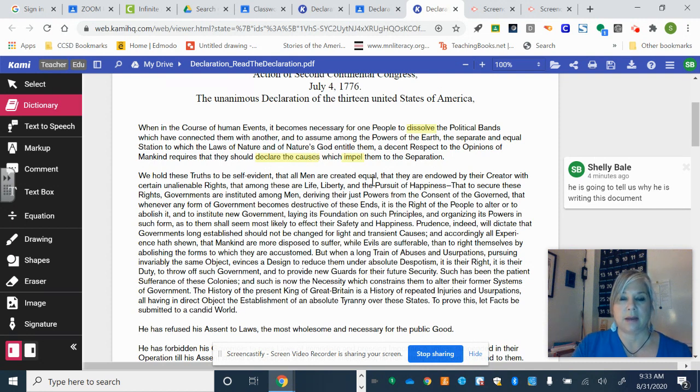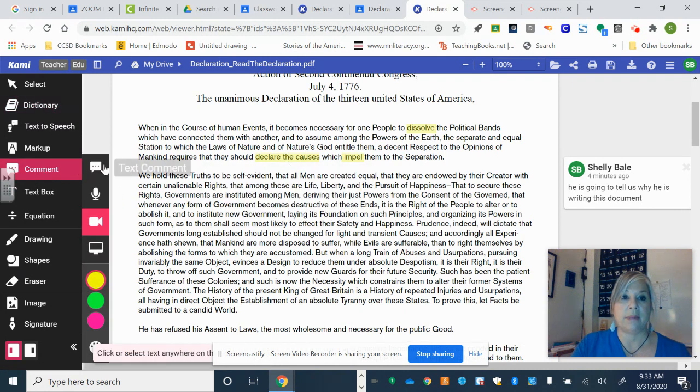Declare the causes. I made a note over here. He is going to tell us why he's writing this document. How did I do that? So I highlighted it, and then I just clicked on my comment here, and I can make a text comment, an audio, a voice comment, or a video comment. So you can just do that by clicking on the text one. That will give you that window right here to type in your comment.